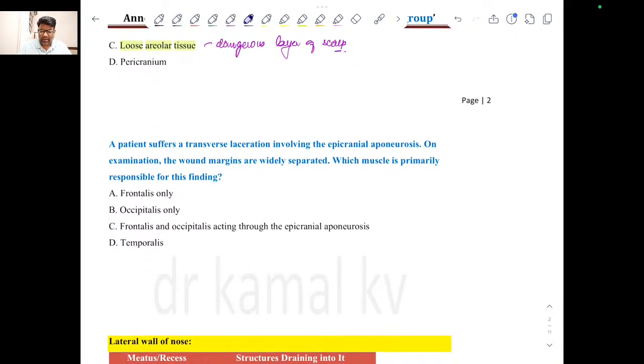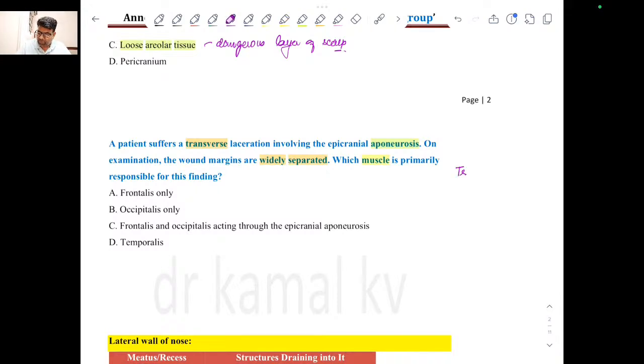Now, this is one FMG question which was recently asked in June 2026. Here a patient suffers a transverse laceration involving the epicranial aponeurosis. On examination, the wound margins are widely separated. Which muscle is primarily responsible for this finding? Again, I think all of you can answer this.